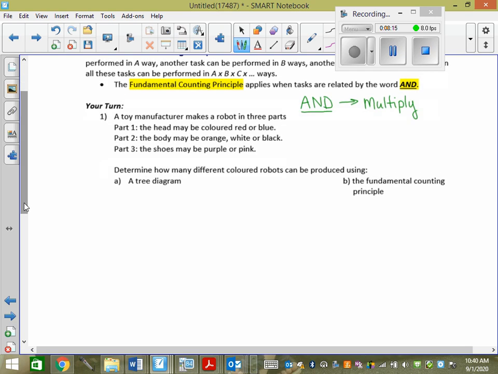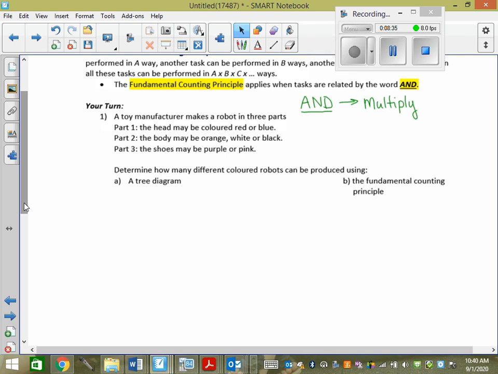So if we look at the your turn, I'm going to help you get it set up because some people will set it up wrong. A toy manufacturer makes a robot in 3 parts. So we have part 1, where you have to pick one of them. The head can be red or blue. Part 2, you can pick 3 of them. The body may be orange, white, or black. Part 3, you can pick 2 of them, purple or pink.